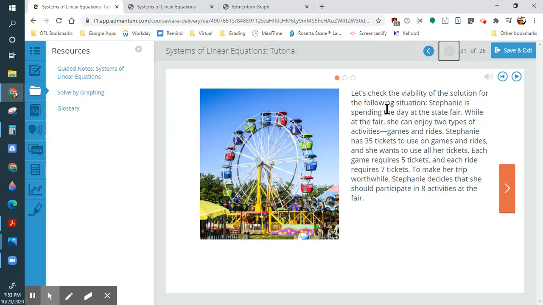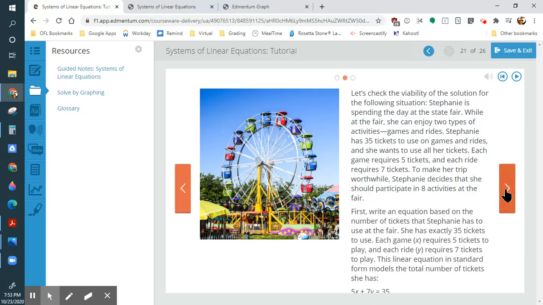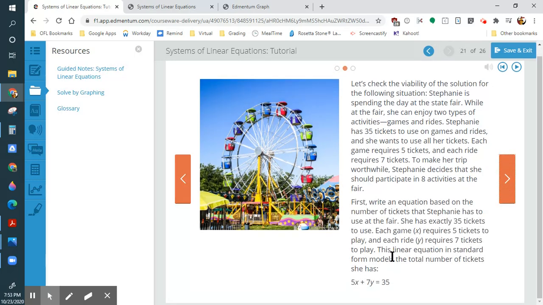Going on, now we're going to check viability of solutions. Someone wants to go on the rides and play games. According to this, the games cost 5 tickets, the rides require 7 tickets, and he has 35 tickets. So this guy says, I've got 35 tickets and I want to do 8 activities.